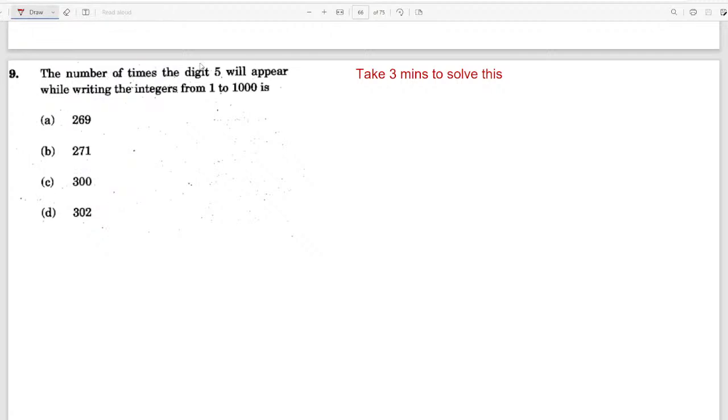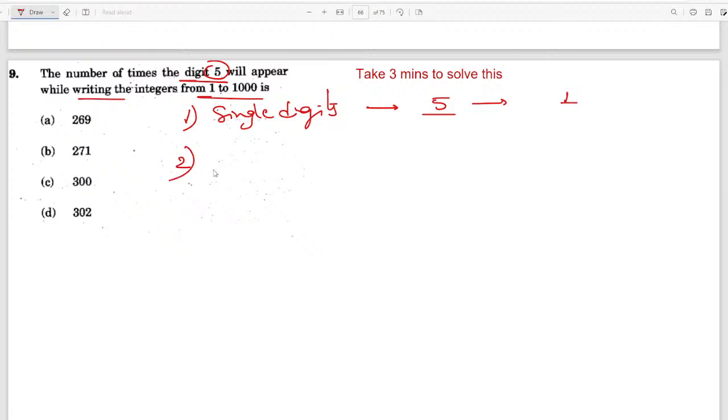So they are asking the number of times the digit 5 appears while writing the integers from 1 to 1000. So we'll go in an ordered fashion. First, in single digit numbers, how many times does it occur? Only once. That is 5. Only one number, that is 5. This is only once. And then we'll cover double digit numbers.